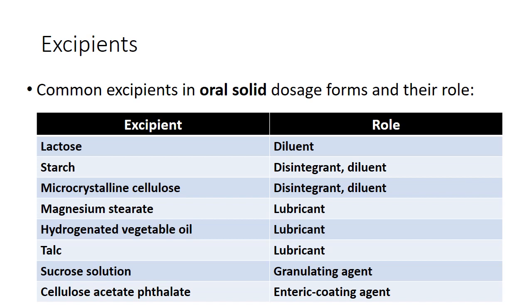Cellulose acetate phthalate is one example of an enteric coating agent. It's a really common one. It's placed on the surface of a tablet, or on the surface of the beads inside of a capsule. Because of its chemistry, it only dissolves in neutral or alkaline conditions. So it protects the drug from the stomach acid.